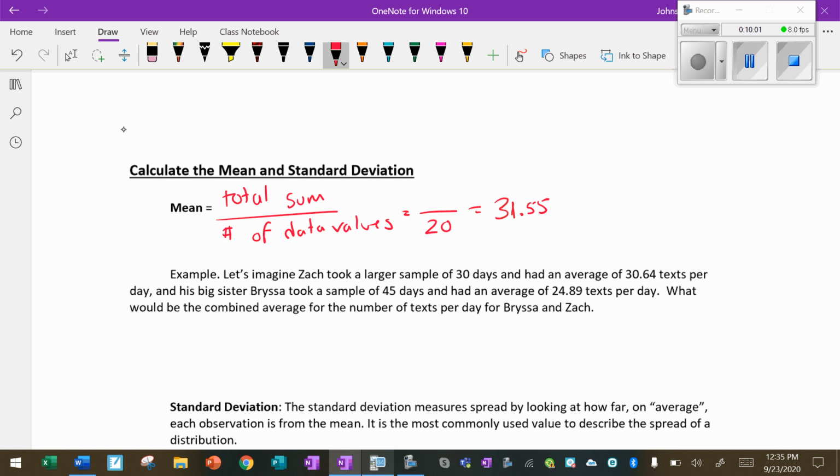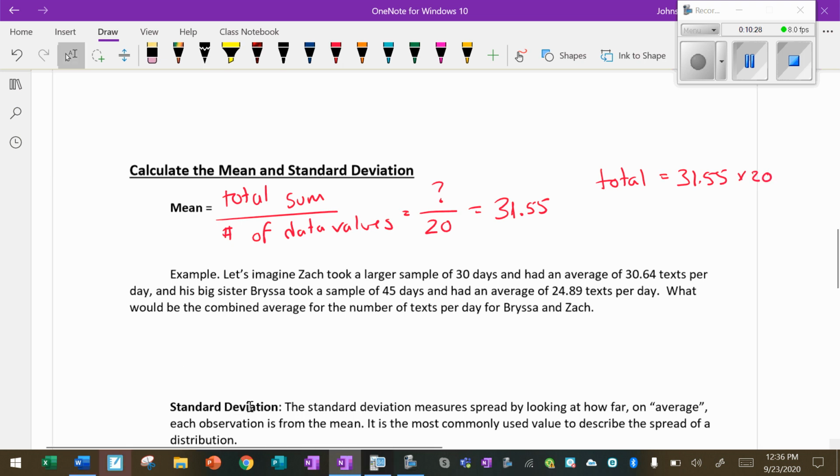Now, what was the sum of all of our text messages? Well, remember, the total sum divided by 20 gave us this answer. And so if I want to know what that total sum was, hint, hint, hint, we're going to use this in just a second. The total sum is the average multiplied by however many data values there are.